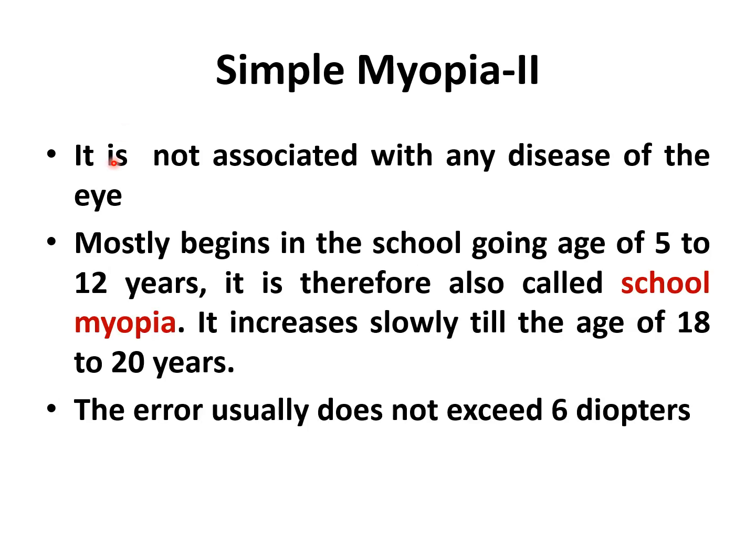It is not associated with any disease of the eye, mostly begins in the school-going age of 5 to 12 years. It is therefore also called school myopia. It increases slowly till the age of 18 to 20 years. The error usually does not exceed 6 diopters.